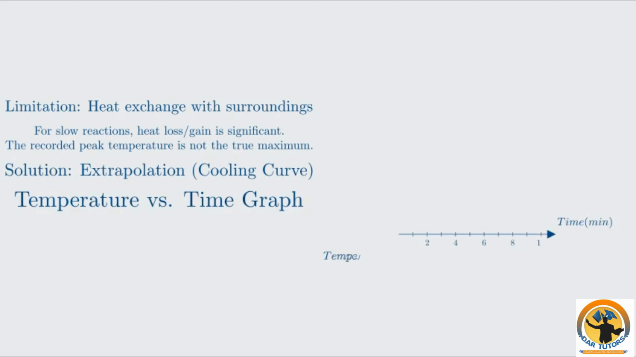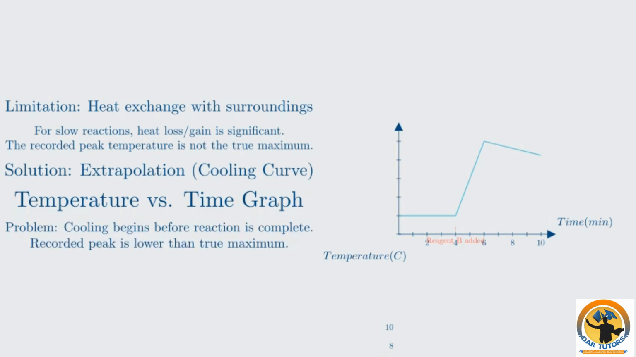The method involves placing one reagent in the calorimeter and recording its temperature for a few minutes before the reaction starts to establish a baseline. At a specific time, the other reagent is added, and the reaction begins. You continue to record the temperature at regular intervals. For an exothermic reaction, the temperature will rise rapidly, reach a peak, and then gradually fall back towards room temperature as the mixture cools. The problem is, the reaction is not instantaneous. Cooling begins before the reaction is complete. The temperature we record at the peak is lower than the true maximum.